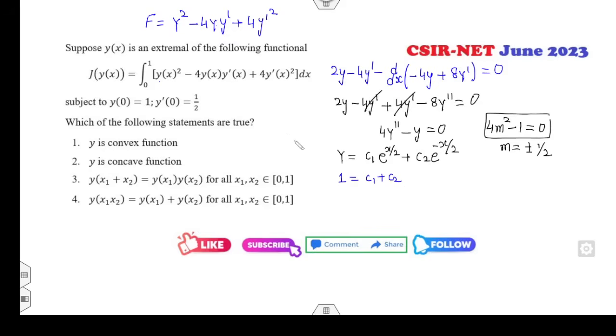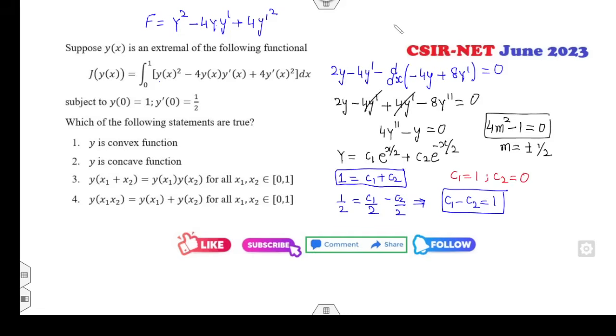y dash of 0 is half. So if you take the derivative, it's C1 over 2. If you take the derivative, it's C2 over 2. That implies C1 minus C2 is equal to 1. So can you solve these two equations quickly? So this implies C1 will be 1, C2 will be 0. So finally your solution will be e raised to power x over 2.